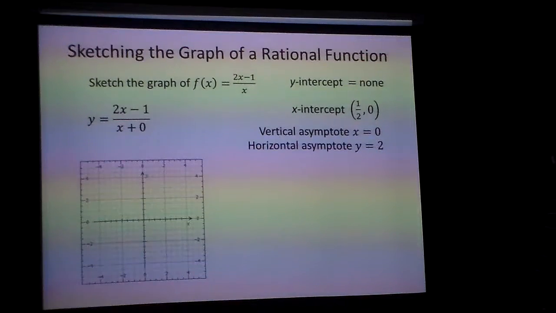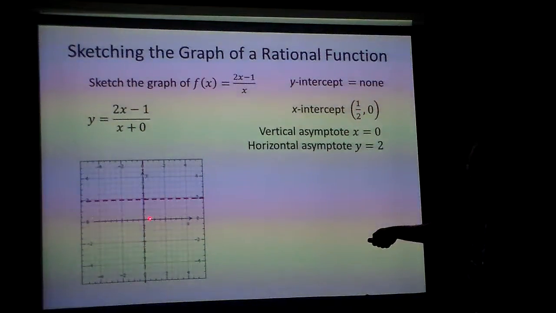Now, I'm ready to somewhat graph, but I need to plot some points. First off, you can see I put my vertical asymptote there at x equals 0. Need to put a horizontal one at y equals 2. There it is. And now I need to put some points on here. Look, I already have 1 point. 1/2, 0 would be right there.